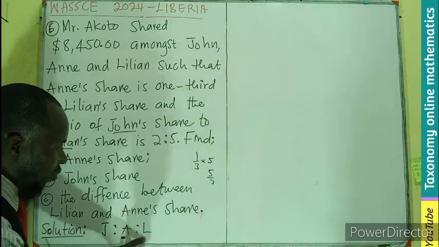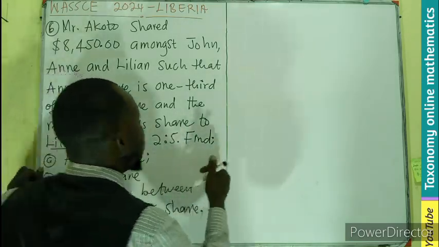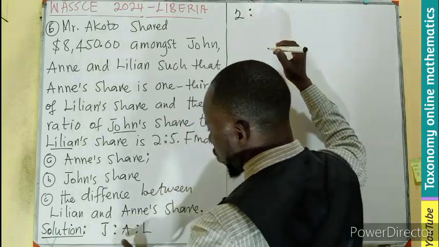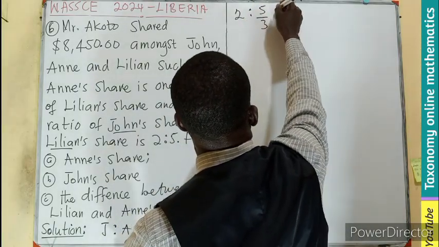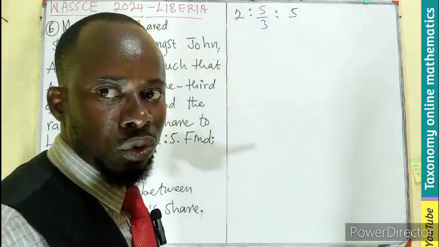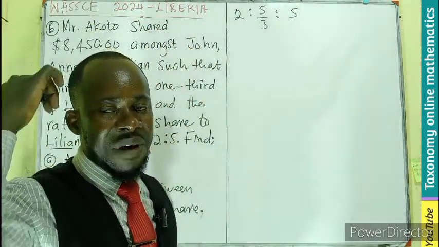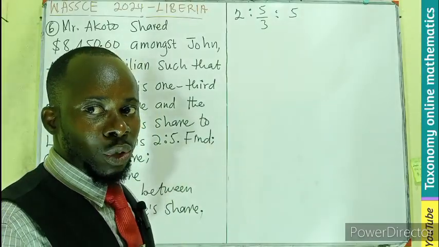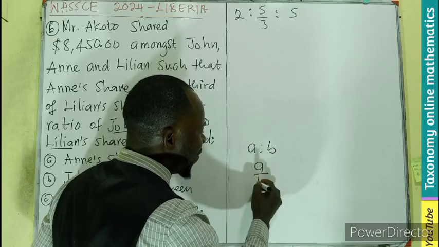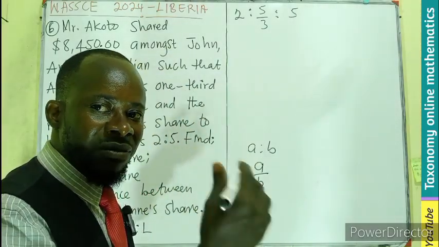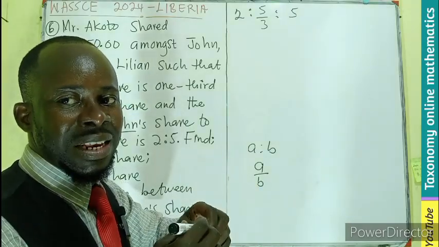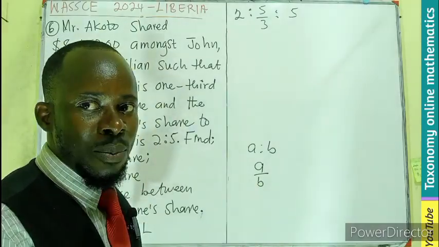So let's put that together. This becomes John taking 2 is to Anne, 5 out of 3, is to Lillian, 5. That's the ratio. But we are dealing with a fraction. That fraction needs to be cleared. So a ratio is also a fraction on its own. A is to B is A divided by B. So as we are dividing the ratio by ratio, we need to have the same value, as in it should be a whole number. Let me put it that way.